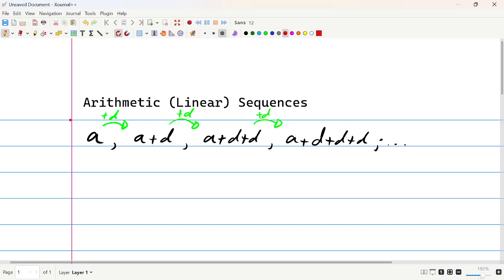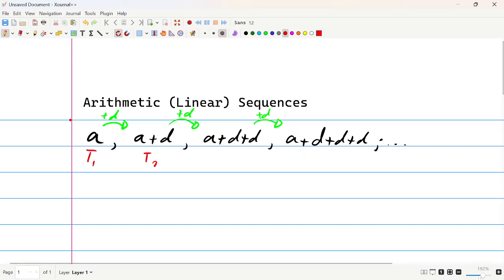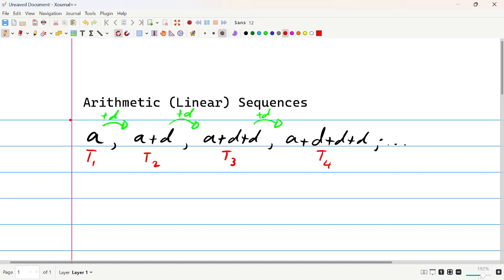So what are we saying? We're saying that A is our first term, A plus D is our second term, our third term is A plus D plus D, and our fourth term is going to be A plus D plus D plus D. And then we keep adding and adding and adding. It just goes on.